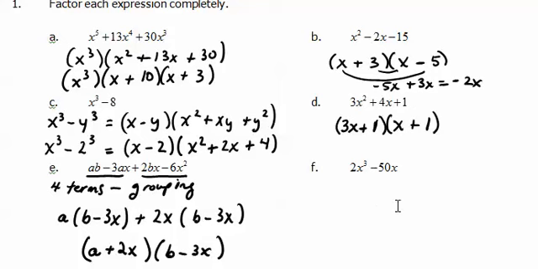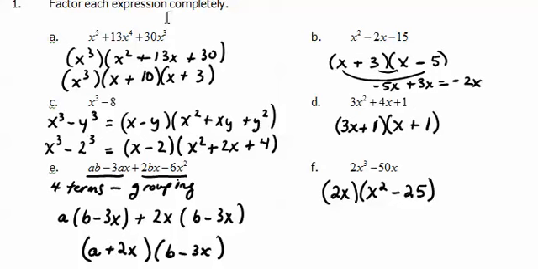The last factoring problem. Check for the GCF. Sure enough, there's a GCF in this problem. There's the number 2, and there's also the variable x. So factor out 2x, and then I'm left with x squared minus 25.